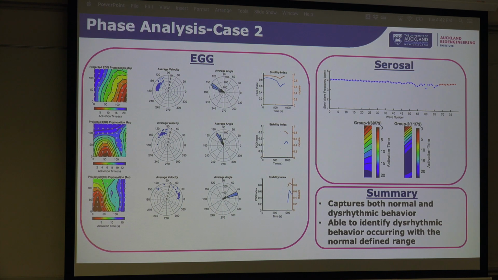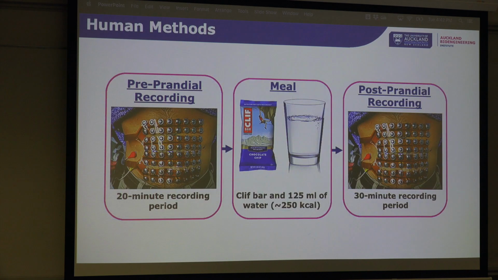And so then we went on to human trials as well, because we wanted to see if we could get this in human data. And so for this recording period, we had a 20-minute pre-meal recording. Subjects were then asked to take a small meal, so water and a Cliff Bar, and then we did a 30-minute recording afterwards. And what we wanted to see was similar results to those pig trials. We wanted to see if we could get that same propagation directionality.